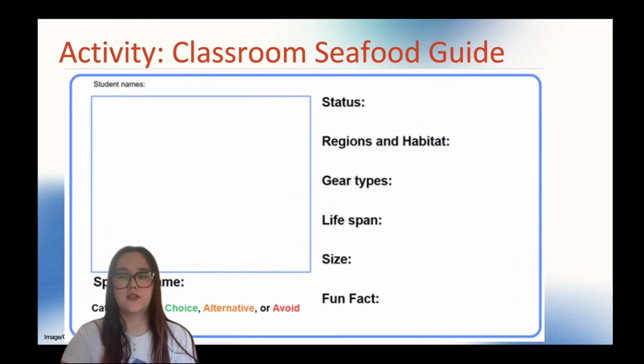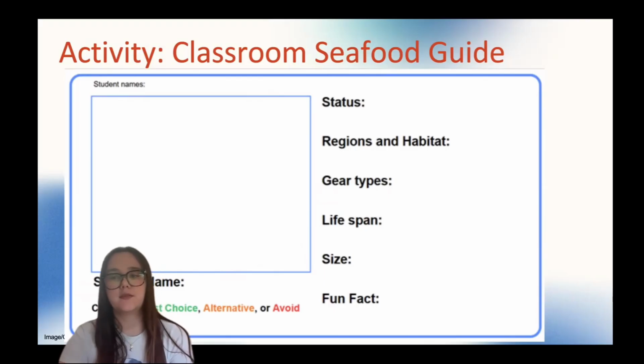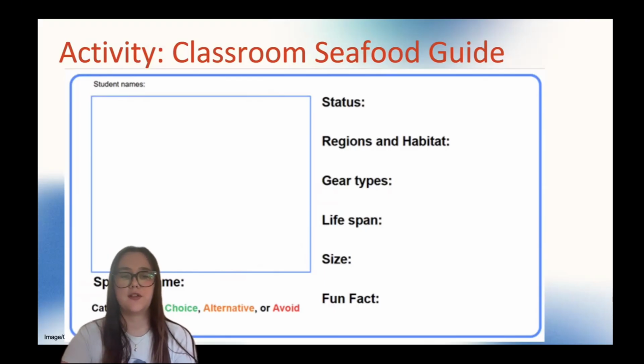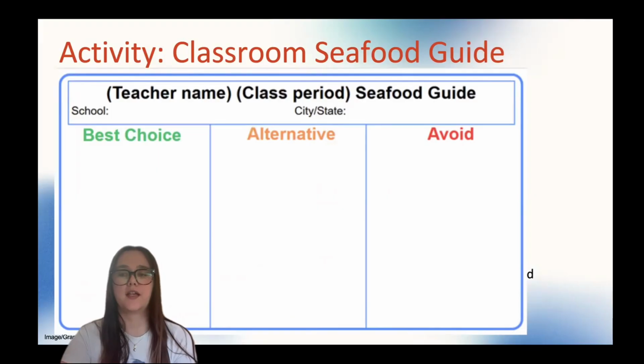Once each student or student group has completed their research, they will categorize their species as best choice, alternative, or avoid, which is a common metric for sustainability used by Monterey-based Seafood Watch. Each species will be placed onto a classroom seafood guide using the template provided, which can be decorated however they like, using pictures and text, and can be done electronically or also printed out and written by hand.